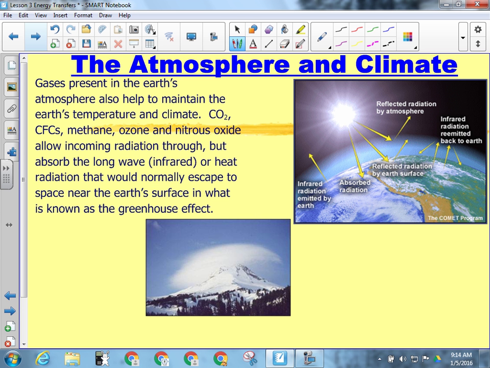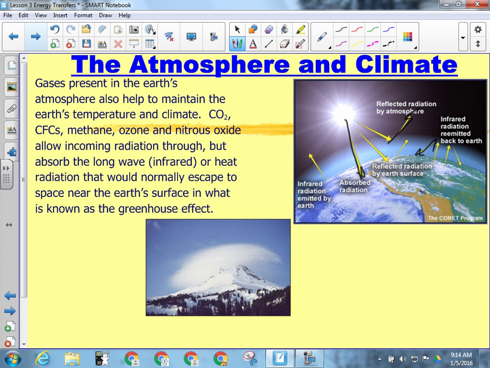Okay, so gases present in the Earth's atmosphere help maintain the Earth's temperature and climate. We have CO2, CFCs, methane, ozone, nitrous oxide. They allow the incoming radiation to get through, but these are our greenhouse gases. They don't allow it to go back out. So it comes in, as you can see in this diagram here, and then it reflects off. Some of it gets out into space, some of it hits the Earth's greenhouse gases and reflects back down. The more of it that does that, obviously the more trapped heat we have. Earth has kind of a nice balance on that.